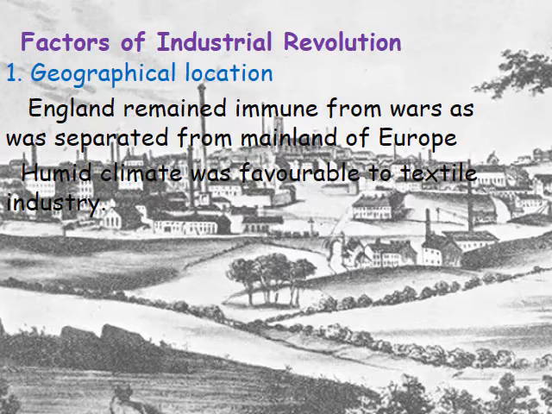Being separated from the mainland of Europe, England remained immune from wars and political upheavals of the Napoleonic conflicts, and the conditions in England remained quite stable. These stable conditions enabled England to develop its industrial capacity without fear of battle, damage, or loss of life. The humid climate of England was also favorable for the establishment of textile factories.